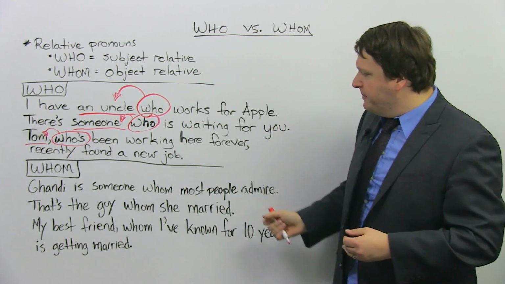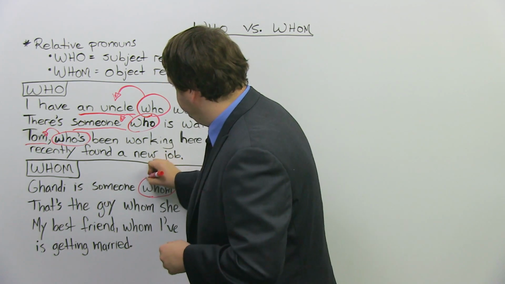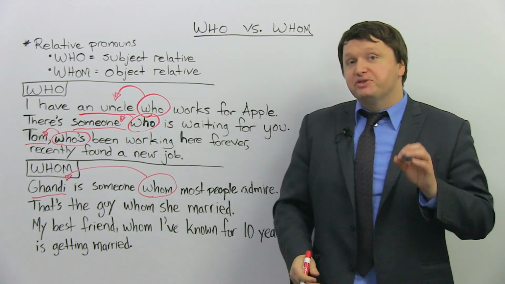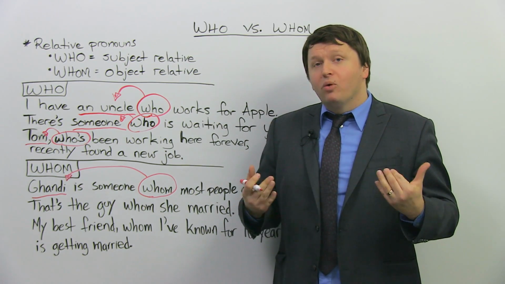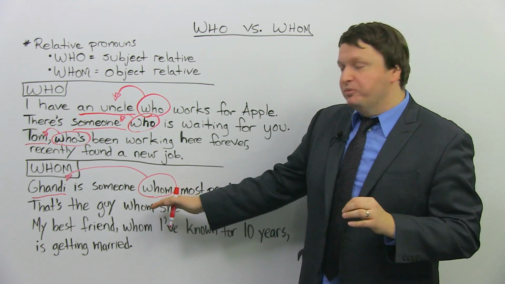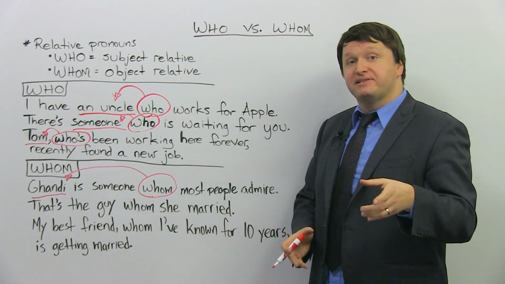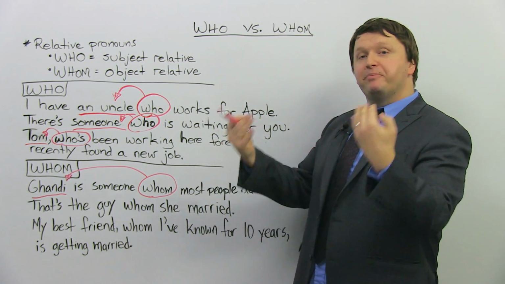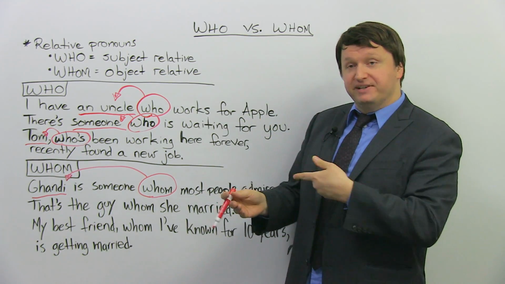Gandhi is someone whom most people admire. Yes, the sentence is about Gandhi. We are talking about Gandhi in this sentence. But also important, is Gandhi doing an action in this sentence? Or is he receiving an action in this sentence? Here we have Gandhi is someone whom most people admire. The sentence is actually talking about the people who admire Gandhi. The people are doing an action to Gandhi, and Gandhi is receiving the action in this sentence.